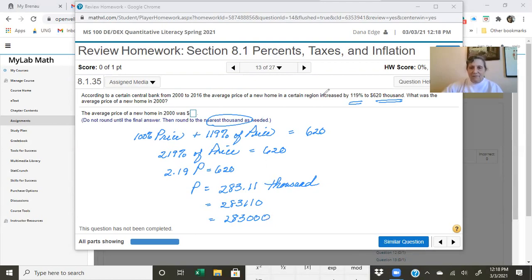So anytime they give you a percentage increase or decrease, it's going to be 100% plus or minus the percent increase, times the old price equals the new price. That makes sense? And again, you can do this with the cost of a dozen eggs. It doesn't have to be real estate. So enjoy.